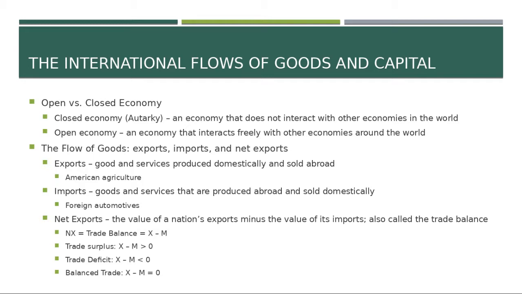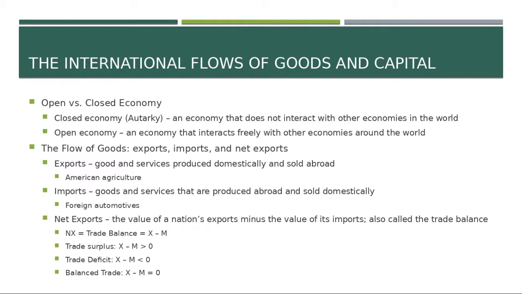Now, this means that goods are flowing in between nations, and we go to our exports, imports, and net exports. And a reminder here that exports are the goods and services produced domestically and sold abroad. So for example, American agriculture is an export of the United States. So the wheat produced in Kansas and then sold abroad in Russia, that is an export. And meanwhile, imports are goods and services that are produced abroad and sold domestically. And so when you go and you see a BMW driving down the road or a Volvo, those are foreign automotives typically produced overseas and shipped into the United States.